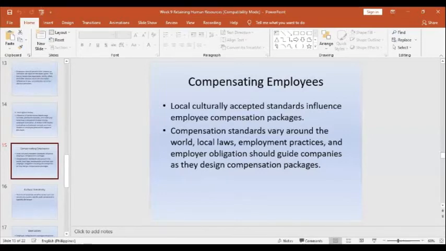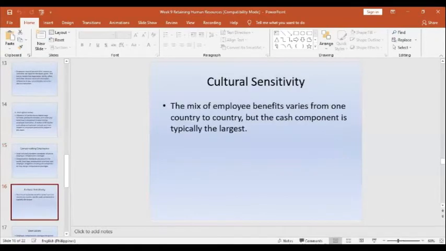Okay, in that case, I respect those people and I admire OFWs because they work for the family. They work abroad for their family because maybe their income here, the salary in the Philippines, cannot afford the needs of the family. That's why they work abroad to provide for the family needs. Okay, that's why abroad there are a lot of competitive compensation packages that can motivate employees. Okay, employees are motivated. Next is cultural sensitivity.